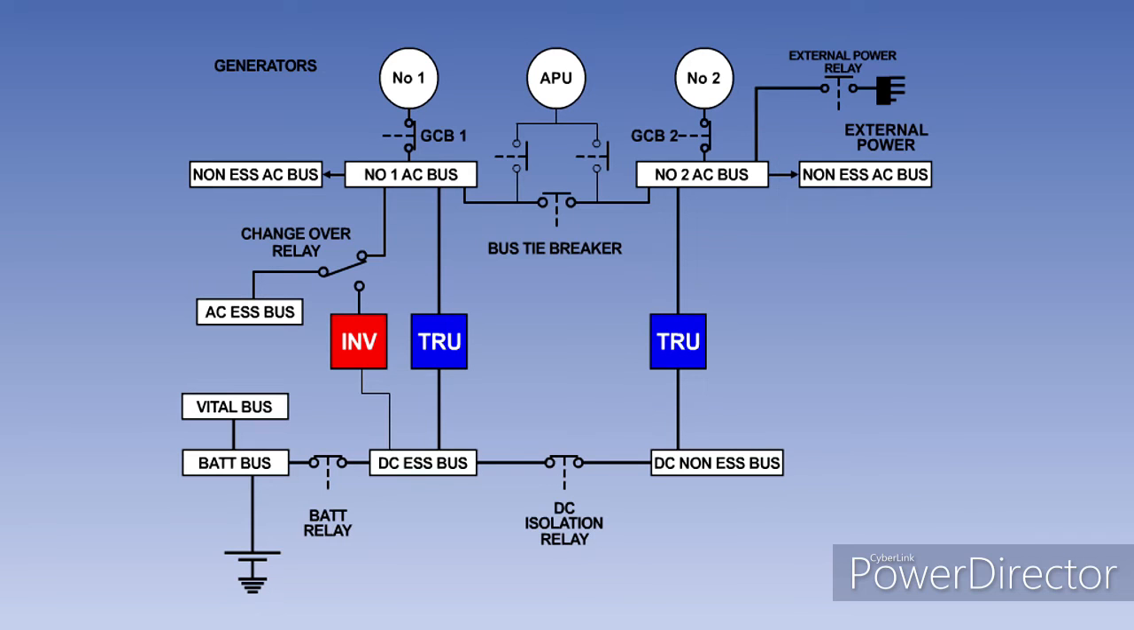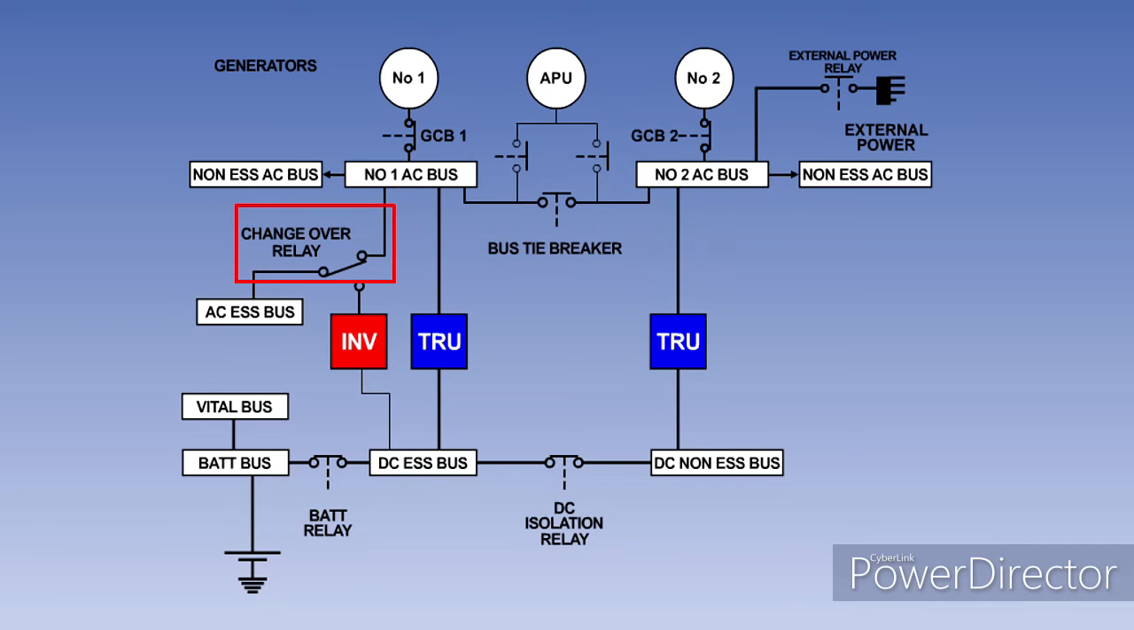This is how the system will look during normal operations, with both engine-driven generators online. The two engine-driven generators will supply their individual main and non-essential bus bars through the closed contacts of their generator control breakers. The bus tie breaker will be open, keeping the generators apart. Remember, in this type of system, the generator outputs are never connected together.